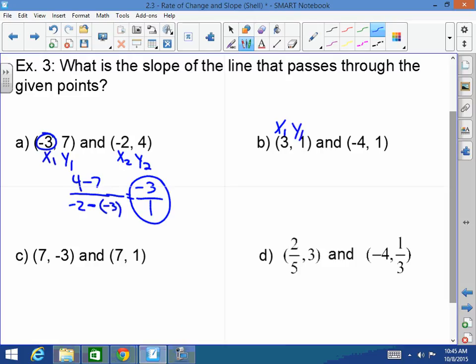x1, y1, x2, y2. y2 minus y1 over x2 minus x1 is 0 over negative 7, which equals 0. What kind of a line would have rendered this for me?